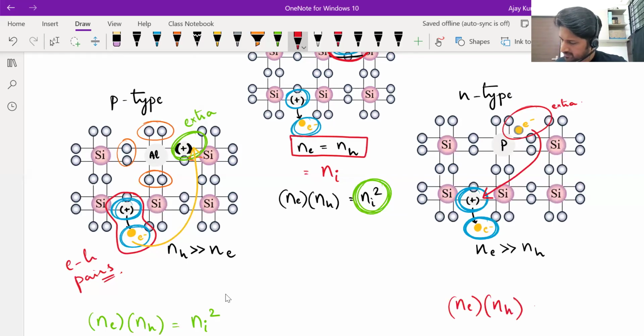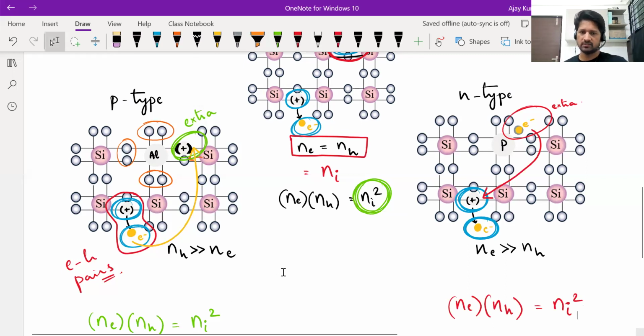will still remain the same, and it will be Ni square, which was the square of intrinsic charge carrier concentration. Okay, so this is an important equation, and you need to know that doping does not only increase the concentration of charge carriers, it also decreases the concentration of the opposite charge carriers. If you are adding extra holes, it means you are decreasing conduction electron concentration. If you are adding extra electrons, it means you are decreasing hole concentration. That process also needs to be remembered.